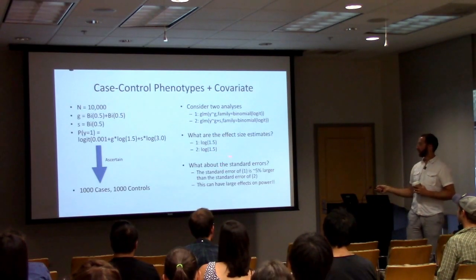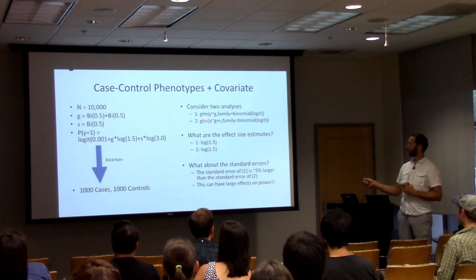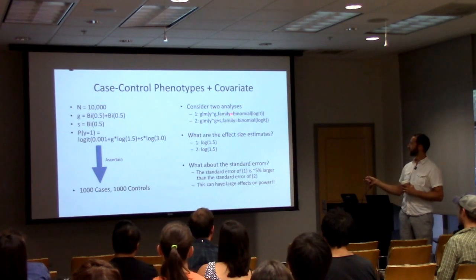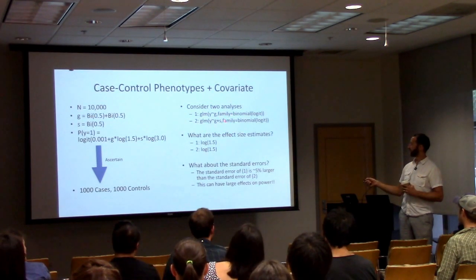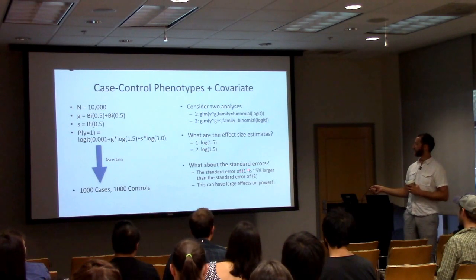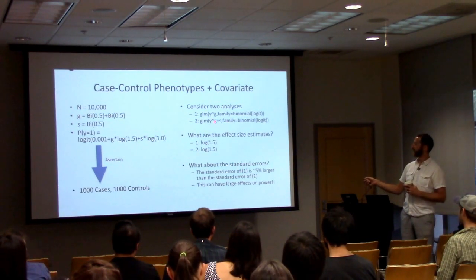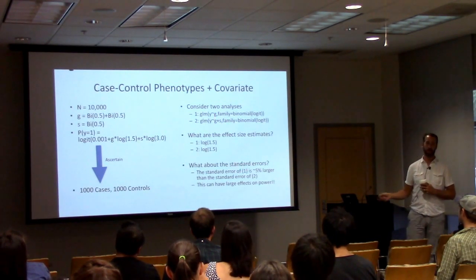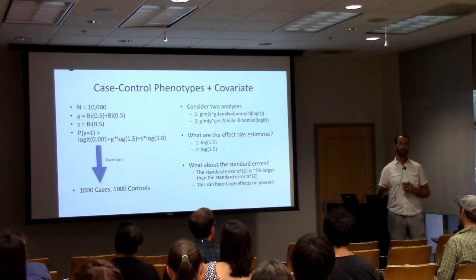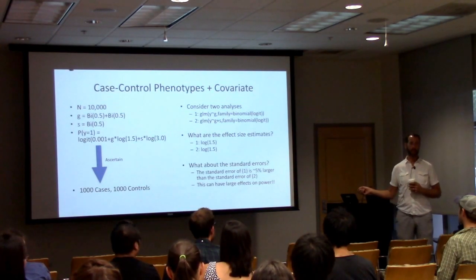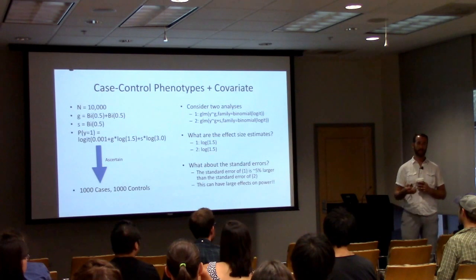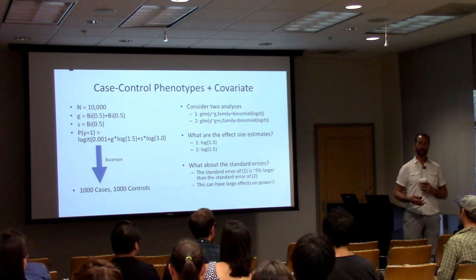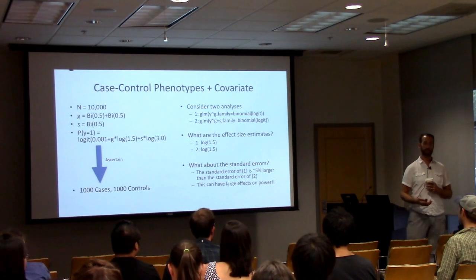So the standard error, sorry, I have this backwards, actually. This one has a higher standard error than this one. That is, I've lost power. So even though this Prentice and Pike result is telling me that I get an unbiased estimate of the effect size of G, it's not giving me any guarantees about the efficiency.